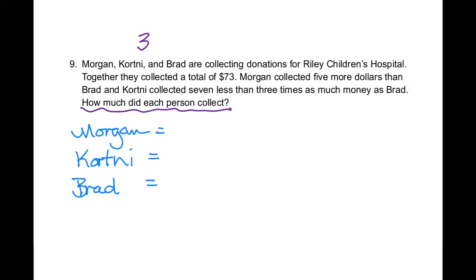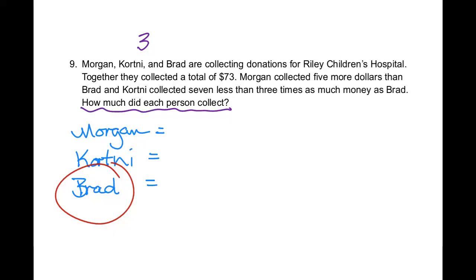But as you read the problem, it says Morgan collected $5 more than Brad. So Morgan's amount is really based on whatever Brad has first, right? Yes? Okay. And Courtney collected 7 less than 3 times as much money as Brad had. So this problem is all about Brad. Whoops. I hate it when that happens.